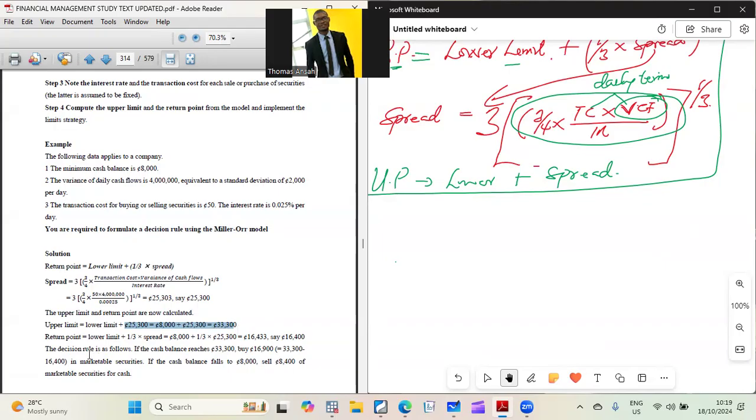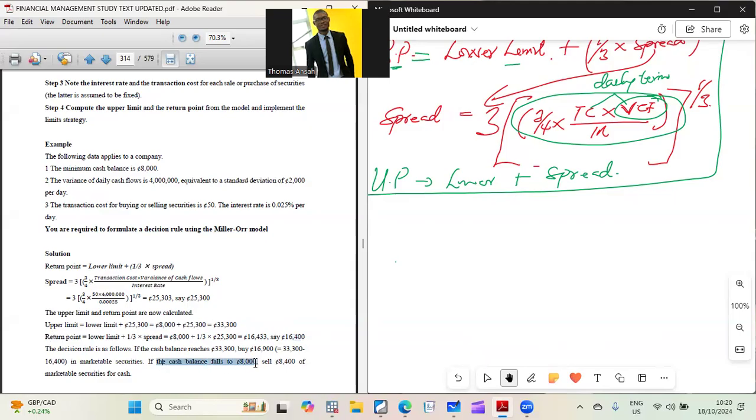Now, what does this mean? It means that if the cash reaches 33,300, how much can you spend to bring it down to its lower limit? So basically, that is the idea behind that. It says that if the cash balance is 33,000, what is the 33,000? The 33,000 is your upper limit. So it means that you cannot go beyond that 33,000. All right. So it means that we can use part of the money to actually go into our securities. You can actually spend down to the return point. So that is all. If your cash reaches 33,000, which is the highest, you can only spend down to the return point.